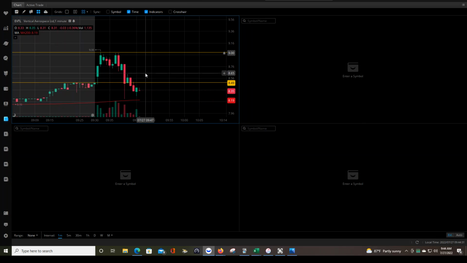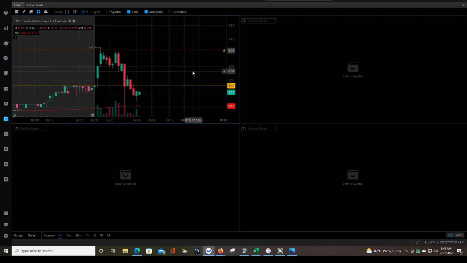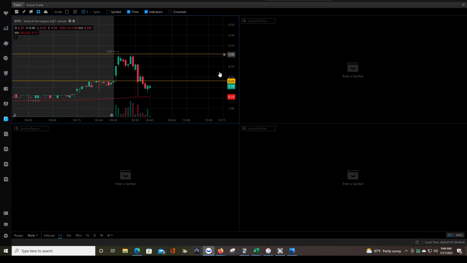So now EVTL is below 5%, which is interesting. It was up over 10% a minute ago. But I'm not really that concerned about the 5% thing. There's a threshold where I can't trade stocks that are below 5%. But obviously, if it breaks out above that second yellow line again, it'll be way away from that, and I don't need to worry about that.